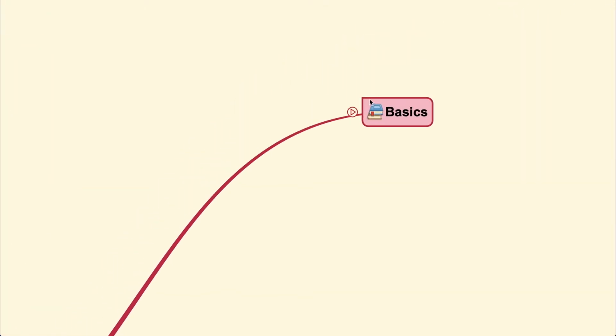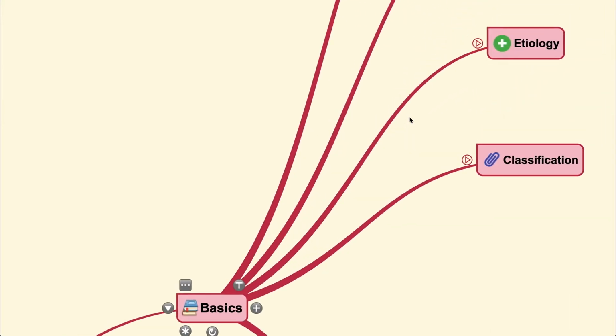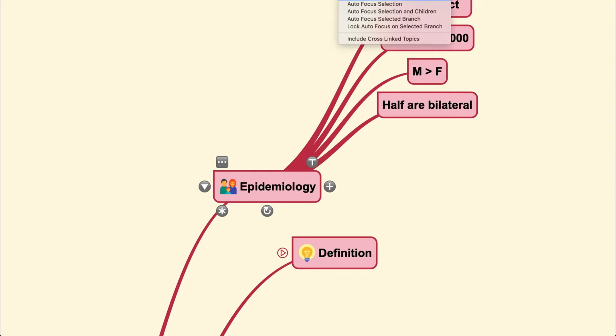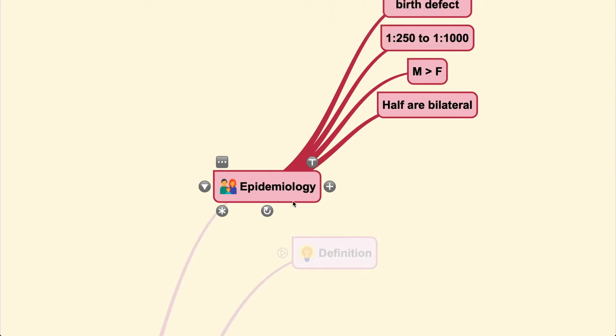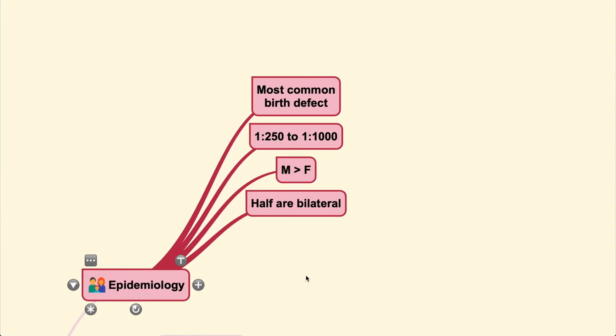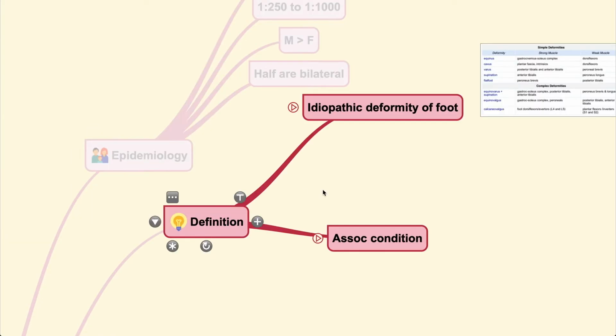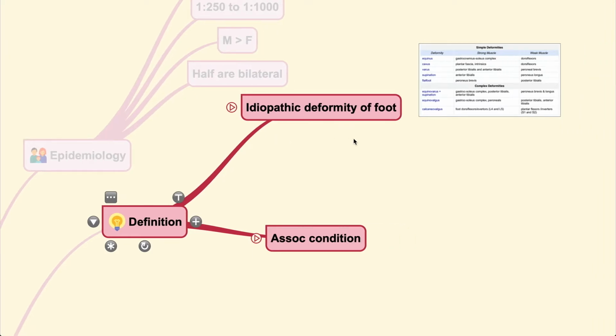As we all know, CTEV is a very unique condition and it happens in a very specific population. Epidemiologically, it is the most common birth defect, found with a frequency of around 1 in 200 to 1 in 1000 babies born. It is most frequently found in males rather than females, and half of them are bilateral.